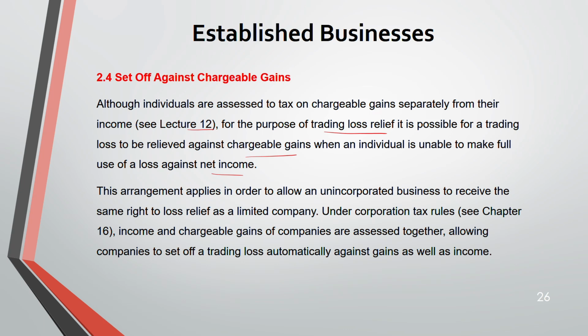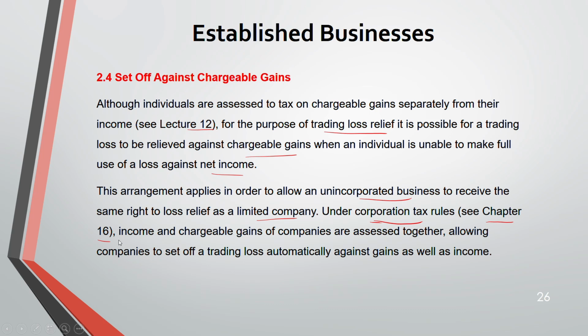This arrangement applies in order to allow an unincorporated business to receive the same right to loss relief as a company. So unincorporated are treated as incorporated under corporation tax. Companies pay corporation tax on their profit. We still haven't covered corporation tax; we will do it after we finish two more taxes, corporate capital gain tax and inheritance tax, which we will see in chapter 16.